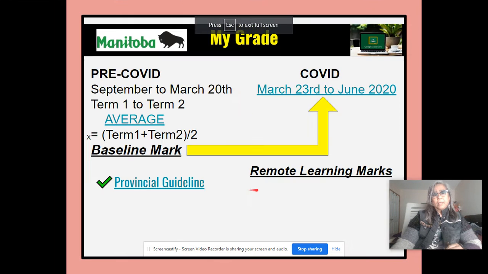You will be given a baseline mark, which is an average of your term one and term two. So we do that by adding term one plus term two divided by two. That is what is referred to as the baseline mark. Now, why are we doing that?